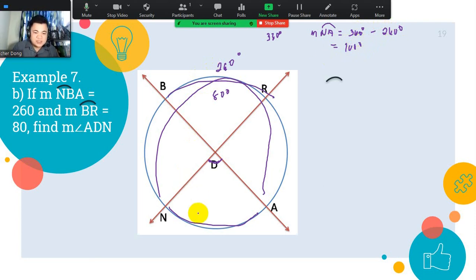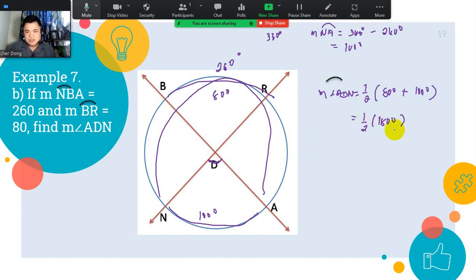Okay, now, since we are able to have the measurement of this, we can now solve for the measurement of angle ADN. So it's now 1/2 times the measurement of arc BR, which is 80 degrees, plus the measurement of arc AN, which is 100 degrees. Okay, so 80 plus 100 is 180 degrees. 1/2 times 180 degrees. So the final answer here is 90 degrees. So the measurement of this angle is 90 degrees. This also measures 90 degrees. Okay.